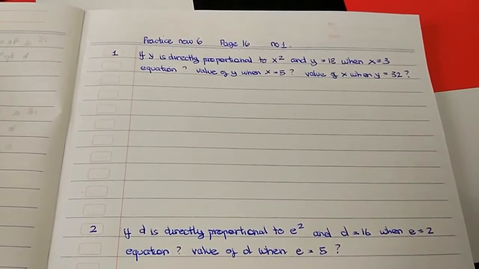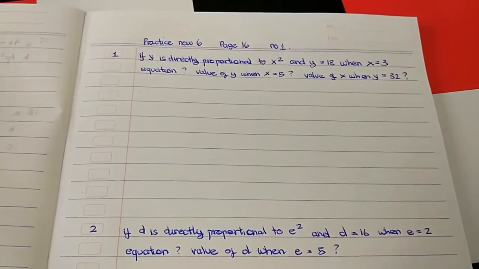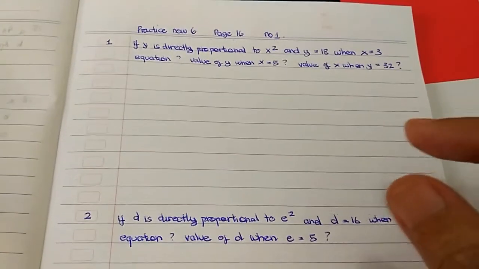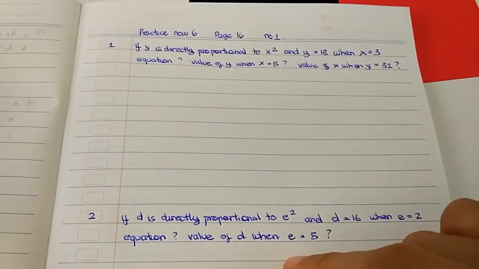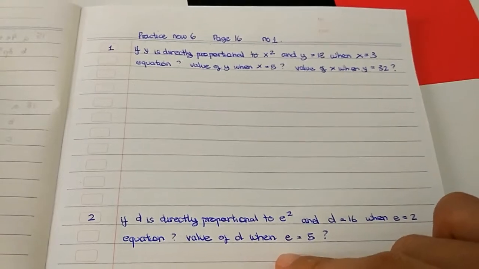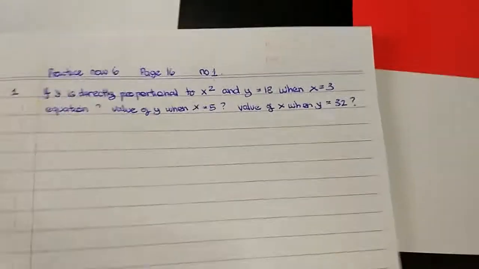Okay, Practice Now 6, page 16, number 1. This one is about direct proportion. And question number 2 is not taken from the textbook. So we will discuss question number 1 first.